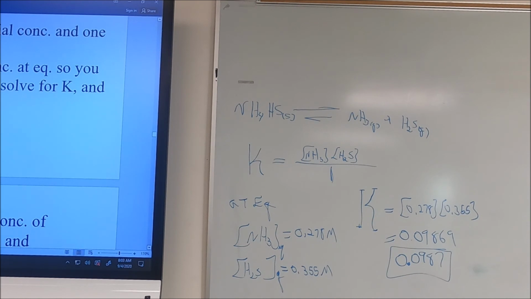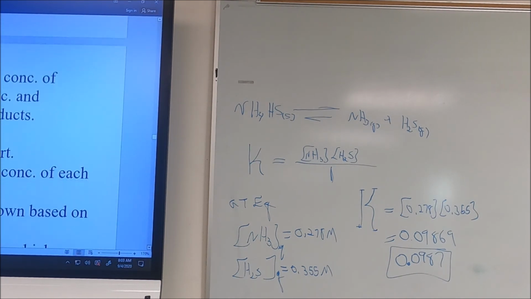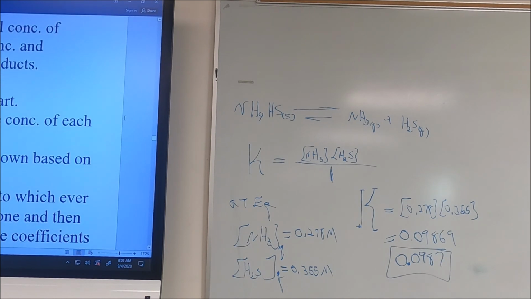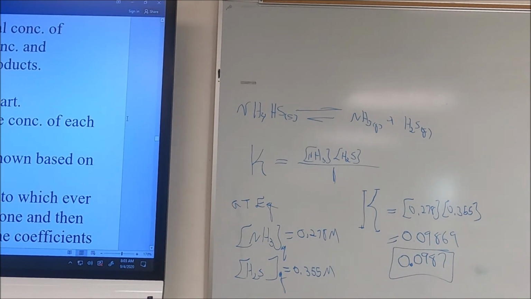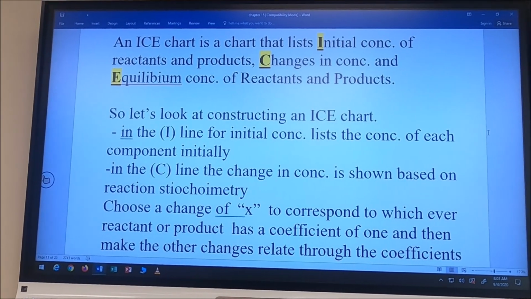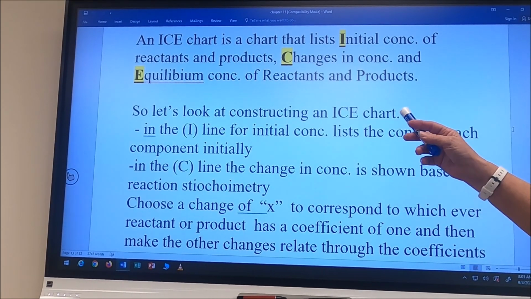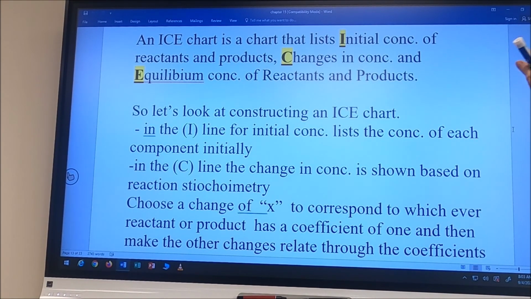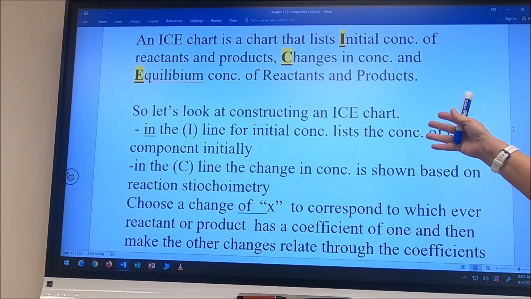E stands for equilibrium concentration. Okay, so an ICE chart is a chart that lists the initial concentrations of reactants and products, the change in concentration of reactants and products, and the equilibrium concentrations of reactants and products.